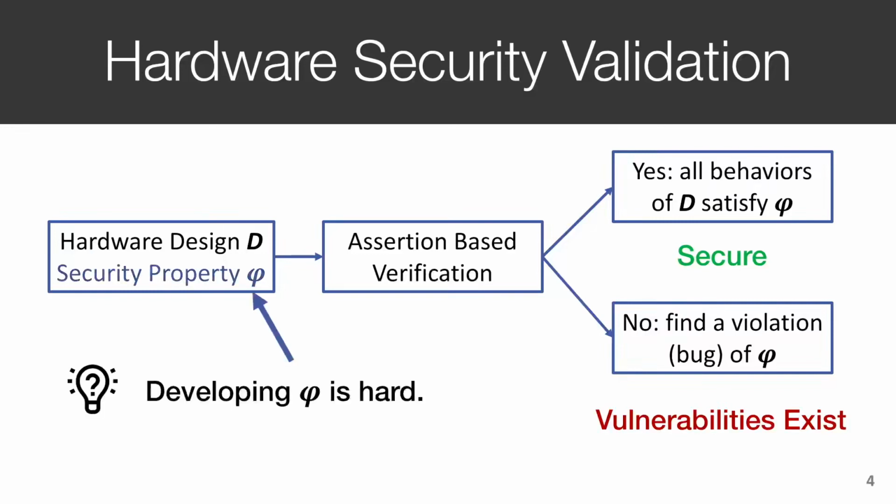However, developing the set of security properties to use in hardware security validation is hard. We may understand the high-level security policies such as the confidentiality and the integrity. But mapping these high-level goals to the hardware, especially to the cycle-by-cycle behavior of registers, signals, and ports, is hard.